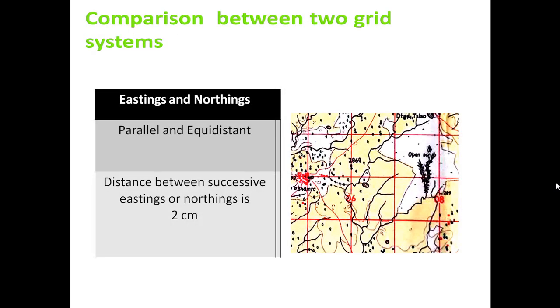Comparison between the two grid systems, eastings and northings. As you can see on this map extract, the red vertical lines represent eastings and the red horizontal lines represent northings. Between each easting the distance is equal, and between each northing the distance is equal. We call it equidistant. The distance between each northing and easting is 2 by 2 centimeters.